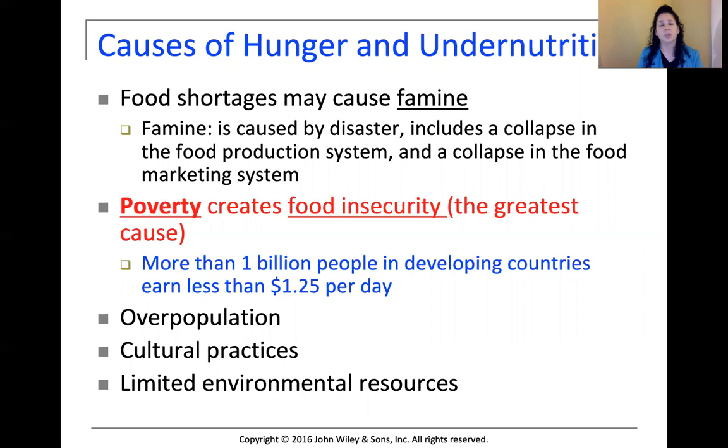Poverty creates food insecurity. It is the greatest cause. So meaning, being poor is a reason why you will not eat, or a reason why you will not eat enough. And more than 1 billion people in developing countries earn less than $1.25 per day. And here in the US, we kind of haggle about our minimum wage, and we're looking at people in poorer countries that are just struggling to even make enough that feeds you, let alone maybe your family.